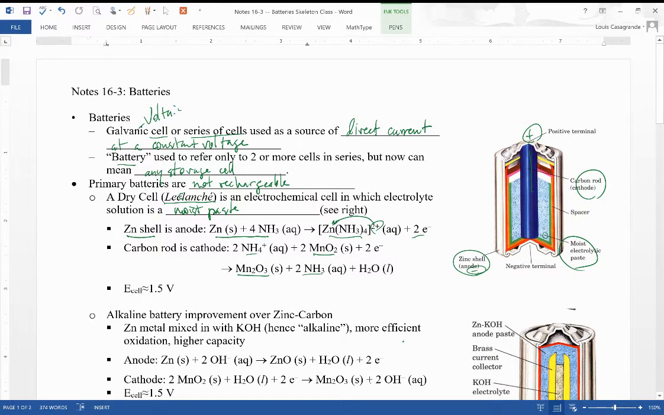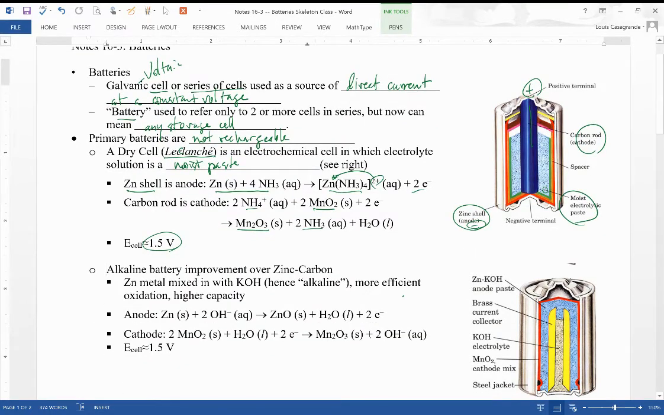This cell, when put together, develops a voltage of 1.5 volts. And so it's a pretty standard voltage, and that's going to be regardless of the size. So this is your typical AA, AAA, C cell, D cell. The biggest differences are going to be how much materials they hold, and that means how much current they can actually generate before they start to run down.